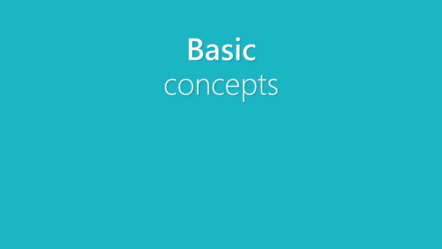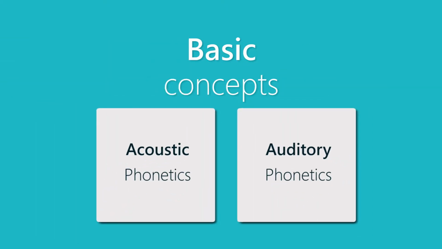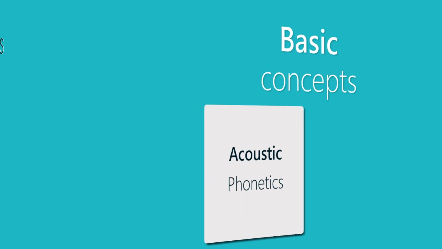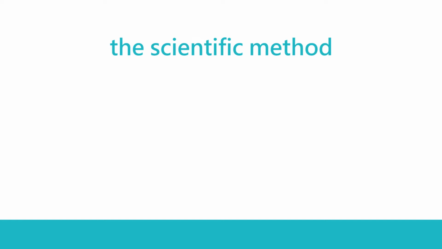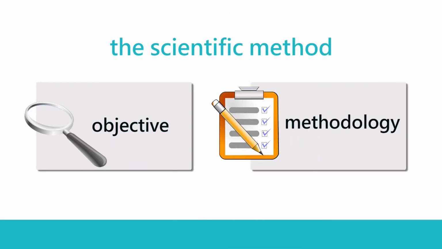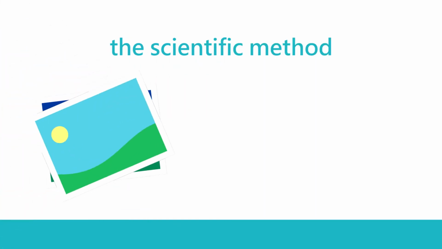Basically, what we're doing is covering basic concepts in acoustic phonetics, or sometimes auditory phonetics. One of the preliminary concepts in acoustic phonetics is the concept of formants, or formant frequencies. In science, the way we do things is making them objective so that everybody else can examine our research and then question it. So we try to have methods that are as objective as possible.